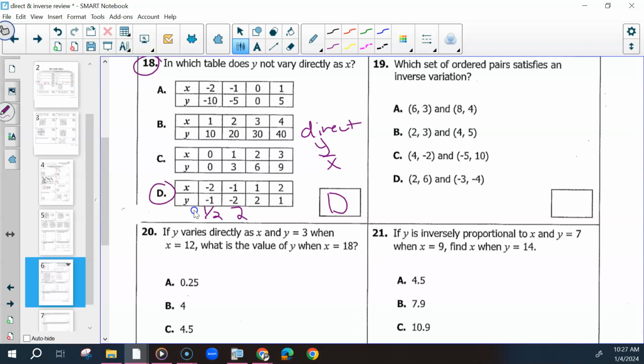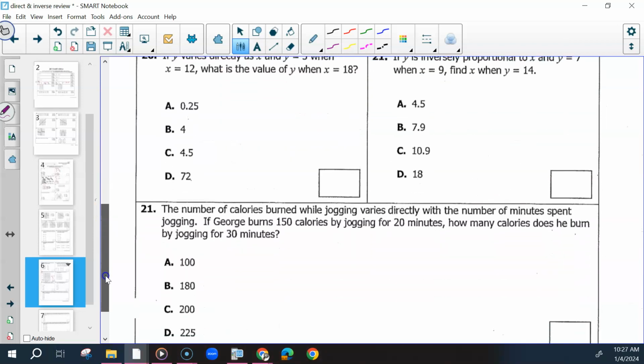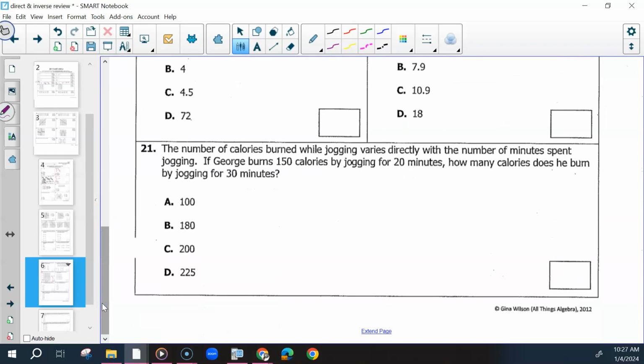Which one? I think we did this one already, but we could do it again.